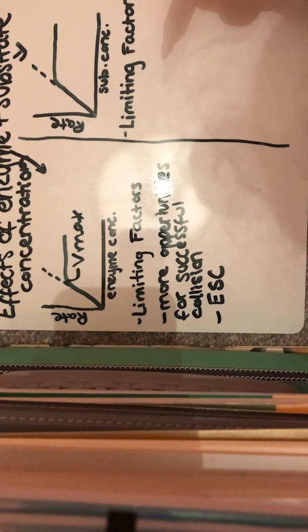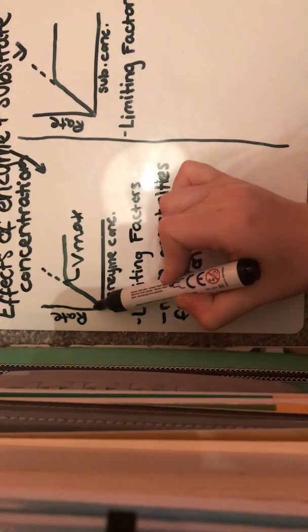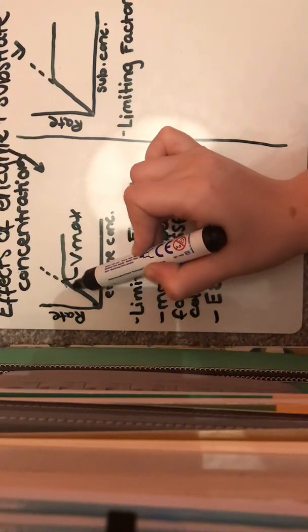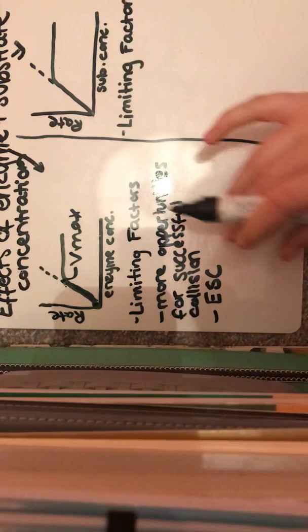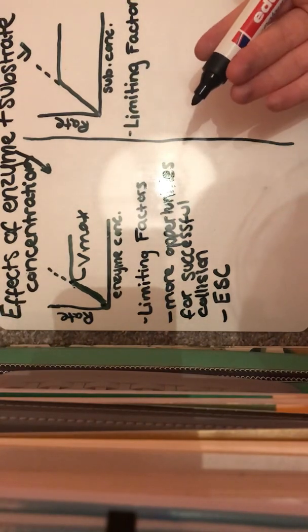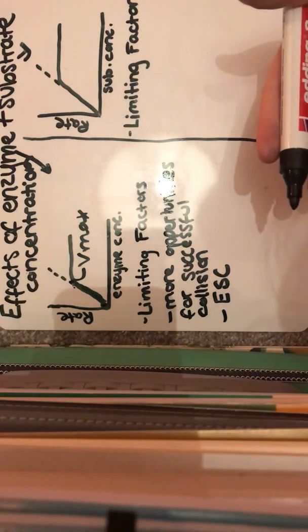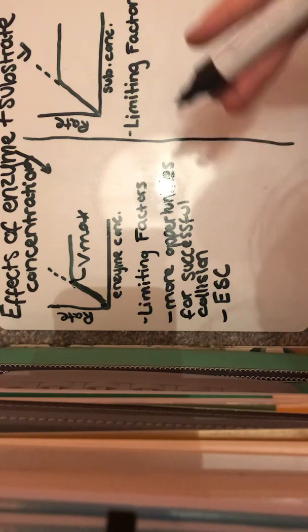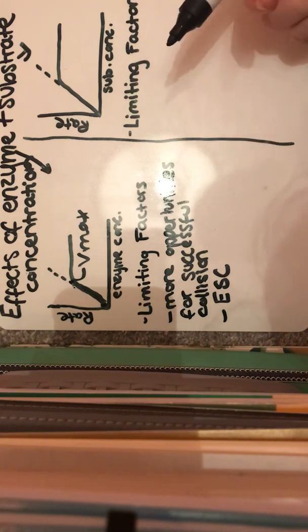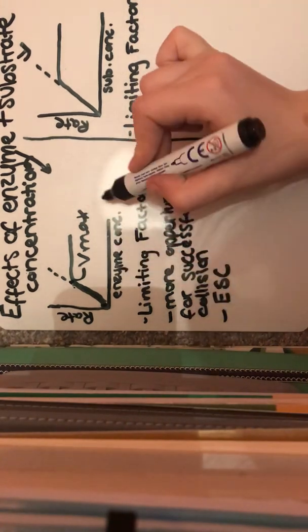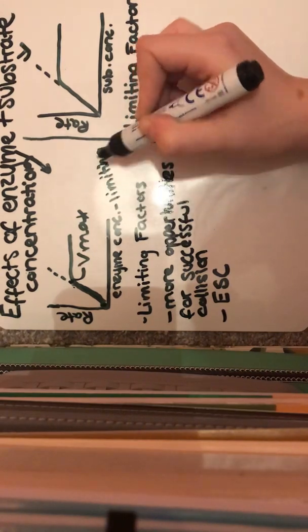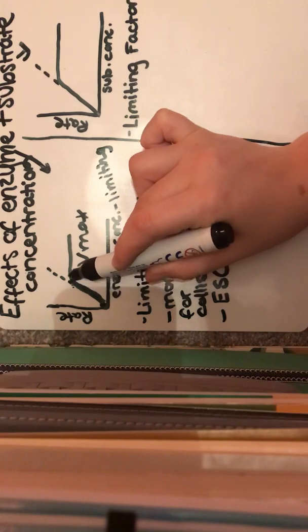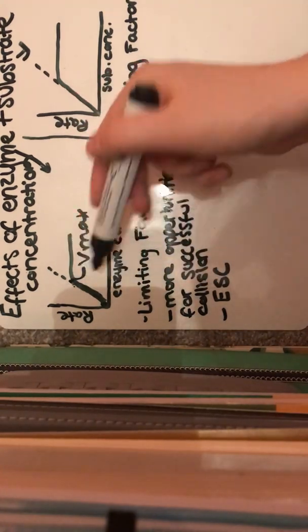So we can see that between this point here and here, the limiting factor as to why the reaction isn't at its most optimum is because of the enzyme concentration. That's limiting at first, but as we can see, it's not limiting here when it's being increased.